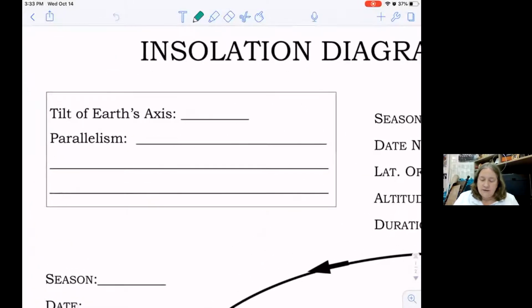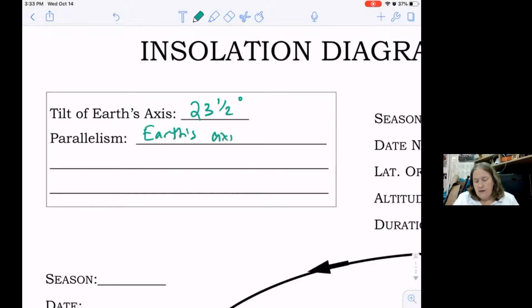It asks us for the tilt of the Earth's axis. If you don't know this by now, it's time to memorize it. It's 23½ degrees. So you want to write that on your document. The term parallelism is new for you. We haven't talked about this before. Parallelism refers to the fact that Earth's axis is always parallel to itself.